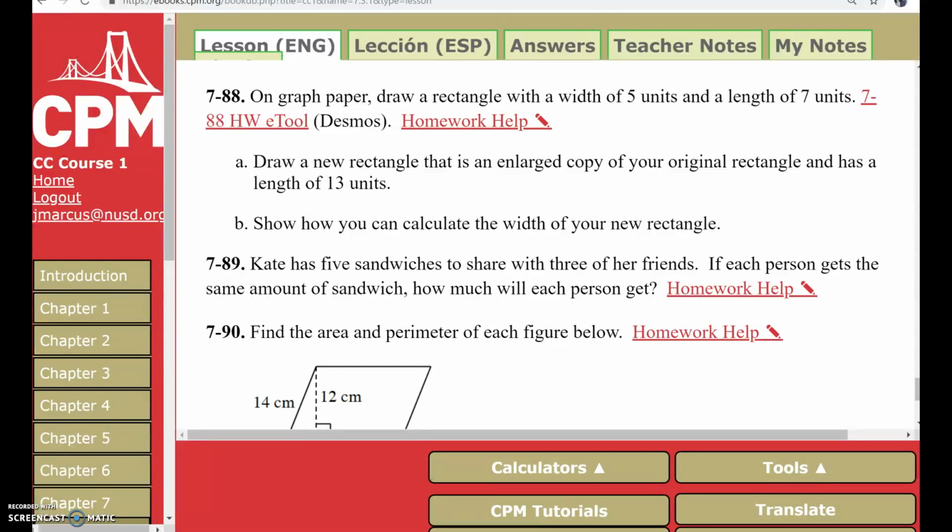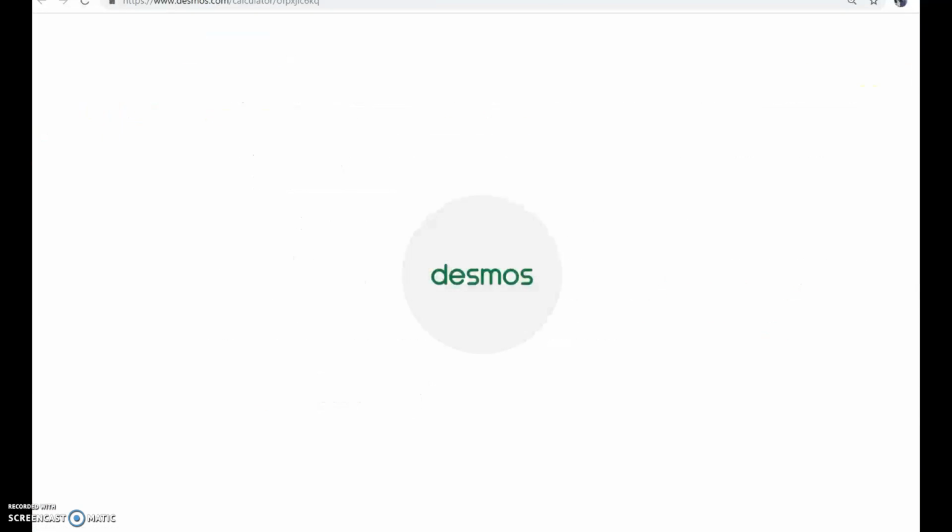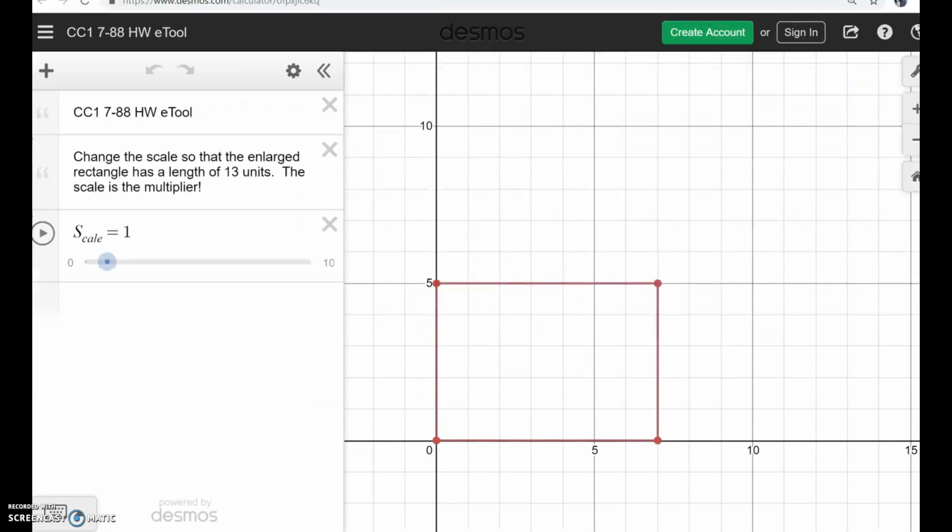So we need to take our rectangle and multiply the length and the width by something. We're going to enlarge it, so we're not just going to add units to it. We need to think about it as a multiplier. We're looking for the scale factor. And it says, how would you calculate the width of your new rectangle? So let's use the Desmos tool for part A, and then we're going to show you how to do it just by hand.